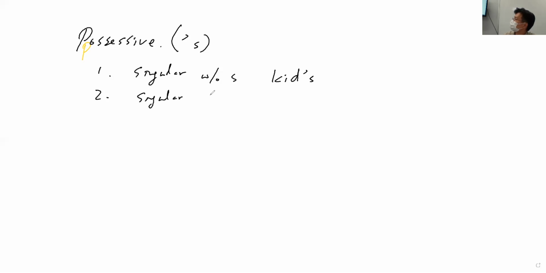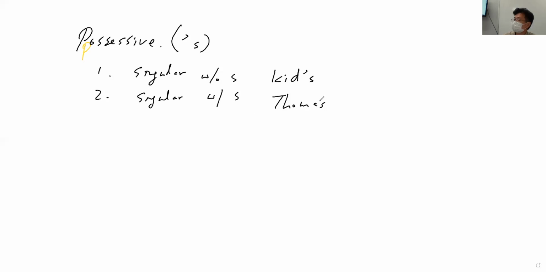In the case of possessive, basically you're putting apostrophe s, right? If you have a singular noun without s at the end, let's say kid, then you put apostrophe s. But then a singular noun with s at the end, let's say Thomas.